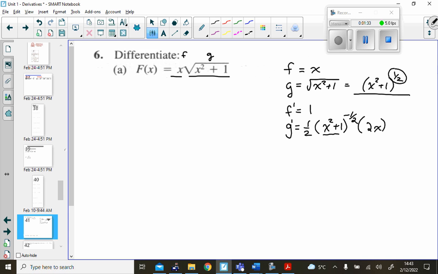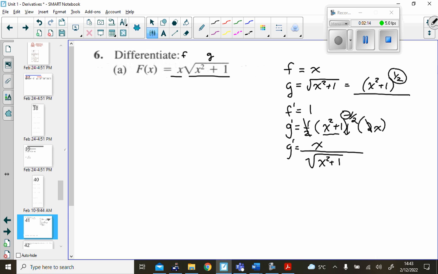Before I go plug that in, I might as well simplify it while I'm here writing it down. The 1/2 and the times 2 is going to cancel. The x is going to remain on top. And this is a negative exponent, so it's going to shove this downstairs. And it's a 1/2 power, so it's going to become a square root of x squared plus 1. This is what g prime is. The half canceled with the 2. The x is in the numerator. The negative exponent means x squared plus 1 shoves downstairs, and the 1/2 meant it was a square root.